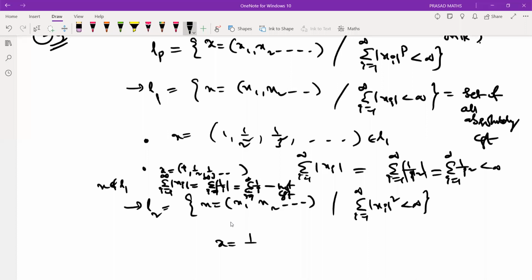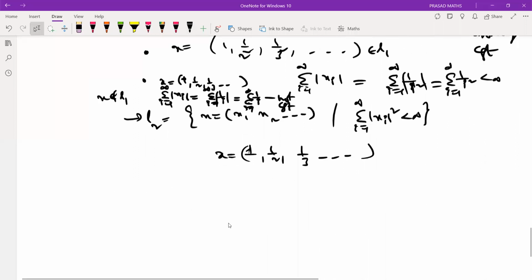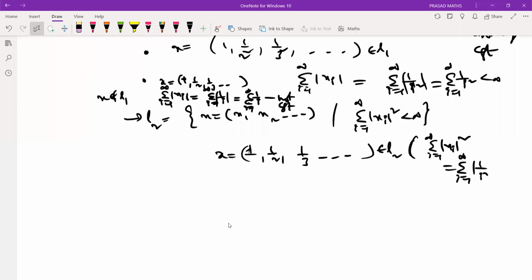See here, suppose you take this x equals 1, 1 by 2, the same sequence. Is it an element of L2? Yes, it is an element of L2. Why? Because look at this definition: summation i equals 1 to infinity of modulus of xi whole square is exactly summation i equals 1 to infinity of 1 by i square. This is a typical term. By the p-test it is convergent.